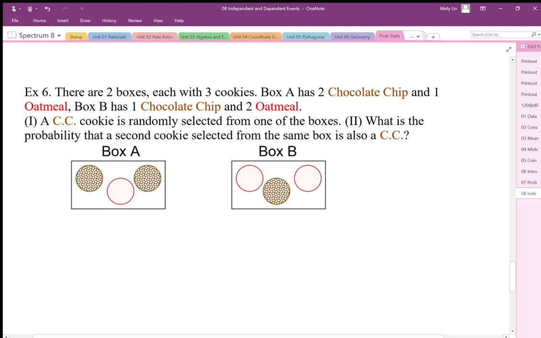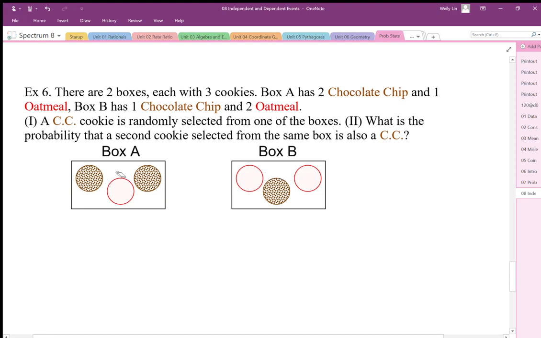Basically what's going to happen is we randomly select a box, and then a chocolate chip cookie is taken out of the box. It could have been box A, it could have been box B. We don't know. So what's the probability that another cookie selected from the same box is chocolate chip? Well, that's going to be dependent on which box we're in. If we're in box B, there's 0 probability. We could possibly be in box B. There's no certainty about it, but there's a probability we're in box B.